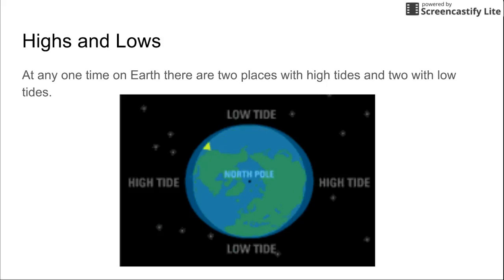At any one time on Earth, there are 2 places with high tides and 2 places with low tides, so it kind of shifts. You have these high tides and these low tides in opposite areas of the Earth. So you'll notice that when it's high tide east and west, it would be low tide north and south.